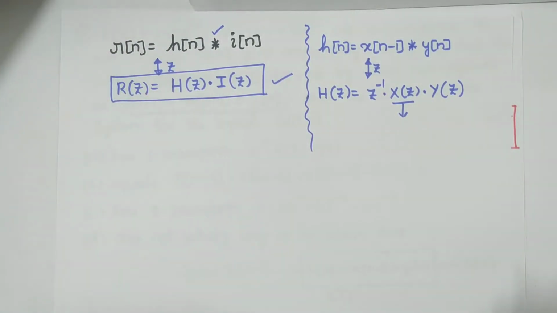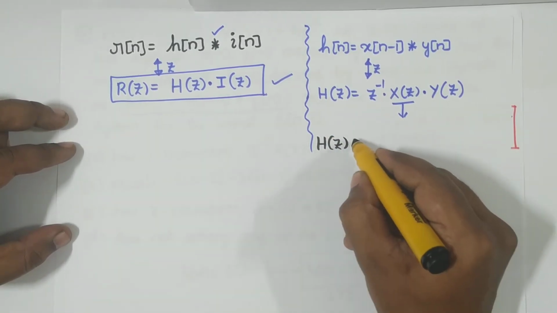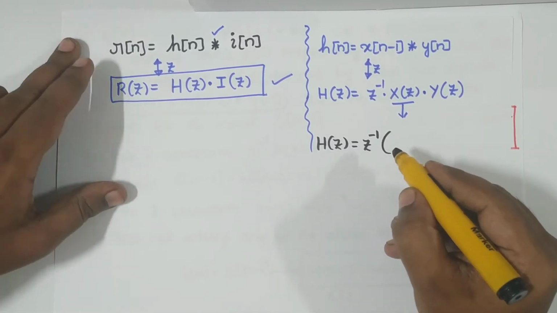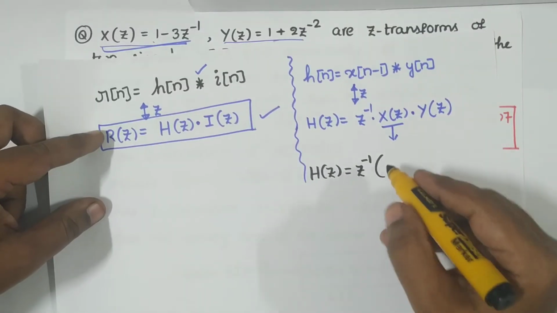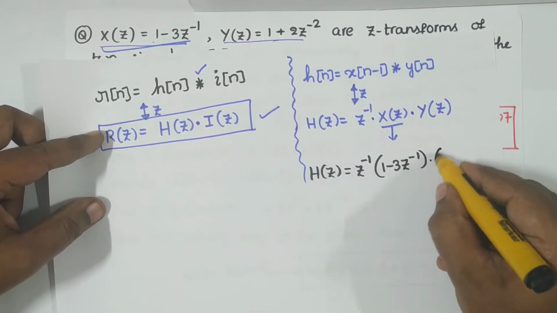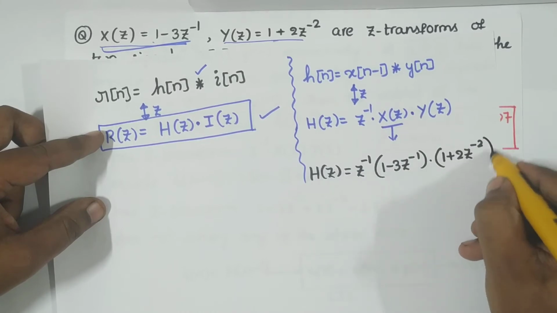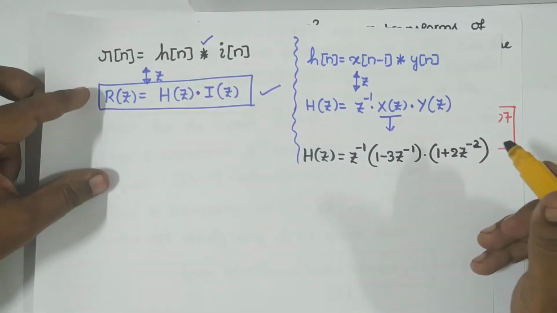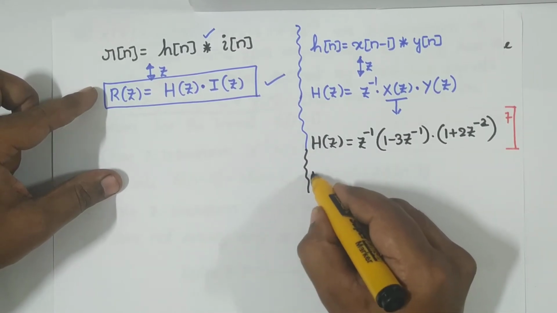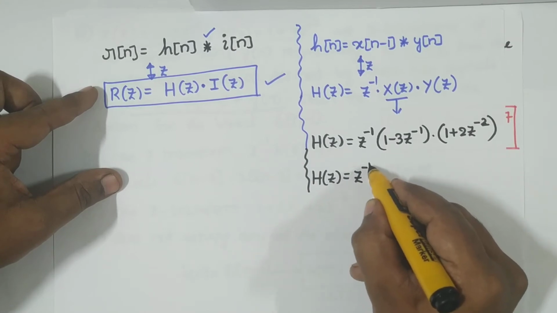Let me just use another color. So therefore H of z is equal to z power minus 1, multiplied by, let me see it again, (1 minus 3 z power minus 1) multiplied by (1 plus 2 z power minus 2). Alright, so just multiply these two. So H of z equals z power minus 1 times these.